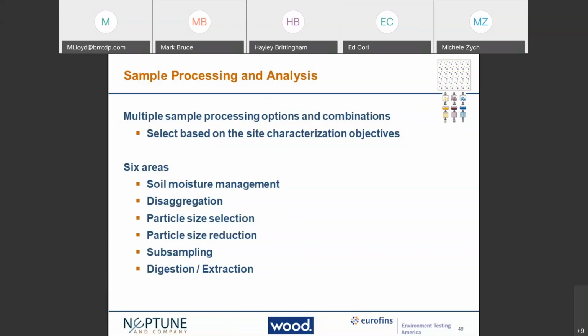So we've got 6 areas that we're going to touch on: soil moisture management, disaggregation, particle size selection, particle size reduction, subsampling, and then effects on digestion and extraction.